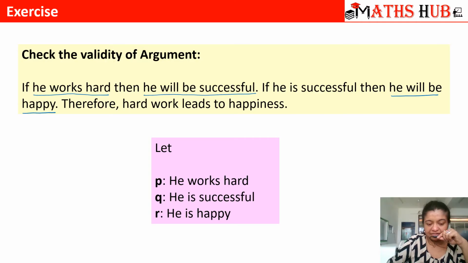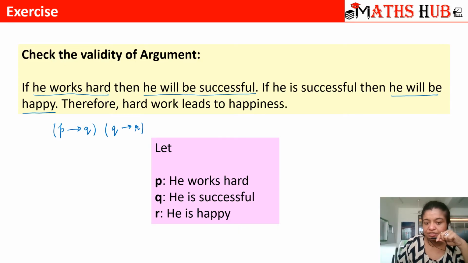So let's come to the first statement. The first statement is connected with if and then, so it's an implication that P implies Q, right? The second statement is again an implication, an if and then statement. So here Q and R are connected, so Q implies R, right?